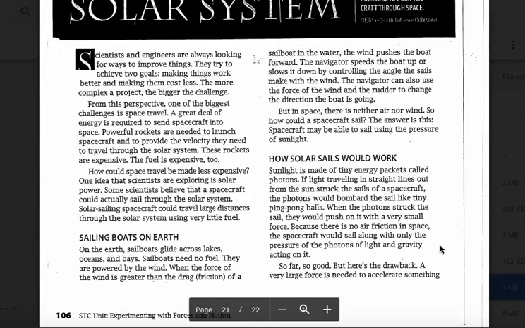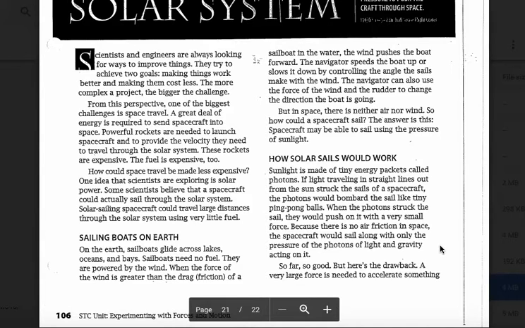One idea that scientists are exploring is solar power. Some scientists believe that a spacecraft could actually sail through the solar system. Solar sailing spacecraft could travel large distances through the solar system using very little fuel. Sailing boats on Earth. On Earth, sailboats glide across lakes, oceans, and bays. Sailboats need no fuel. They are powered by the wind.